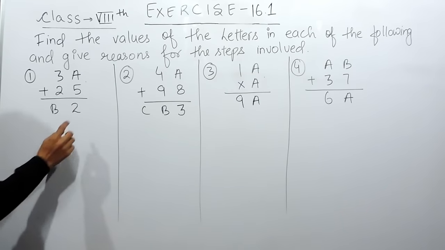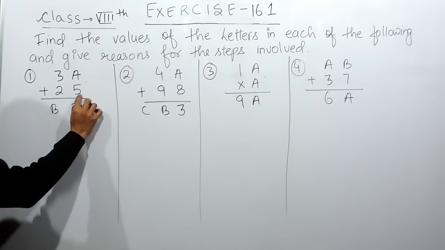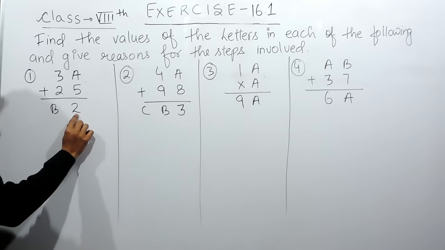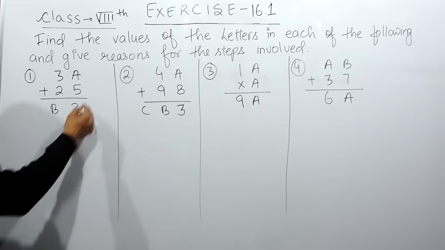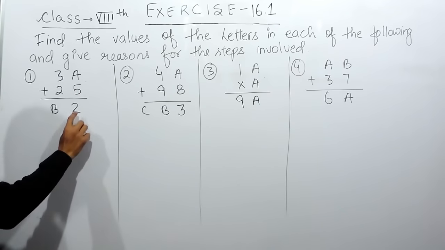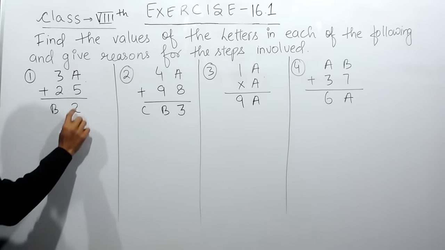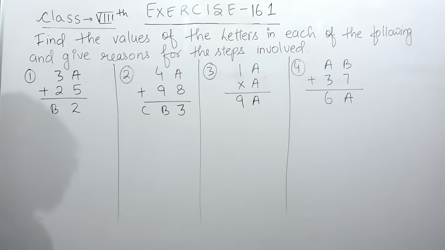Now, let's check from the right hand side. If I add something with 5 and the result is 2, so what are the possible values of a? So if I substitute the value of a as 0, 5 plus 0 will be 5, 5 plus 1 will be 6, 5 plus 2 will be 7 and so on. So the answer here must be 2.